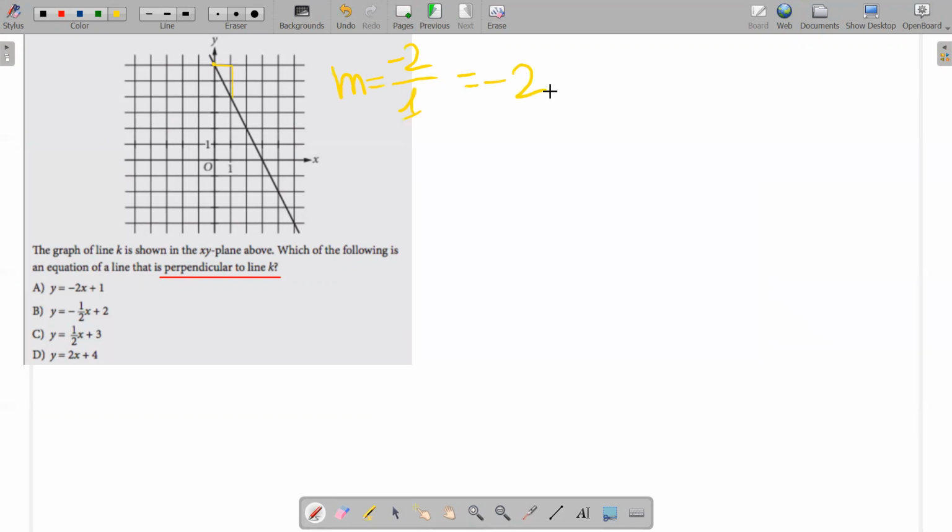What's the negative reciprocal of -2? Well, in that case, it will be +1 over 2. The only equation here that has a slope of 1 over 2 is C. That's our answer.